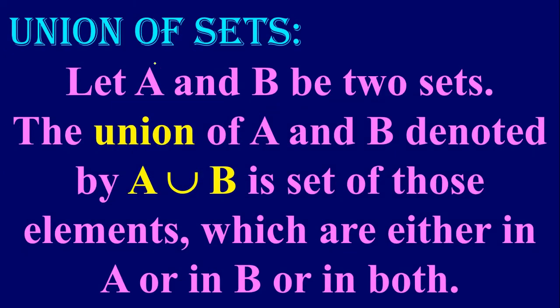So next it is union of sets. Let A and B be two sets. Then union of sets A and B, this is the symbol for union, is the set of all those elements which are either in A or in B or in both. So here we have to write all the elements from A and B. Here we have to write all the elements which are present in A, which are present in B, or which are present in both. So that is union. Union means you have to take all the elements from A and B.